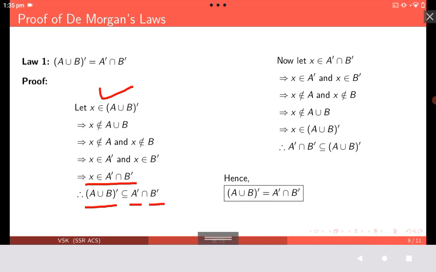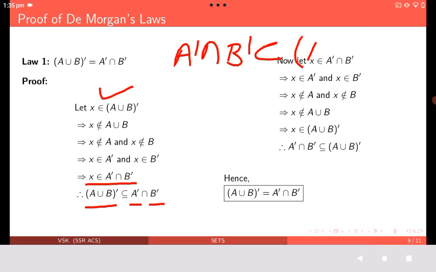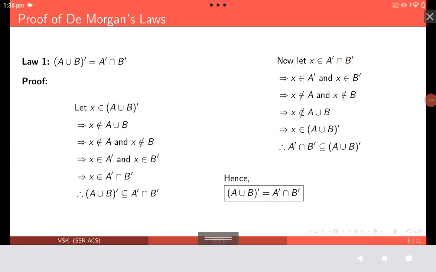Similarly, conversely, what will we have to prove? We'll have to prove that A' intersection B' is contained in the complement of A union B. So again, the method will be the same. We'll take an element X belonging to the intersection of A complement and B complement. This implies that X belongs to A complement, X belongs to B complement. So this implies that if X belongs to A complement, it means X does not belong to A. X belongs to B complement means X does not belong to B.